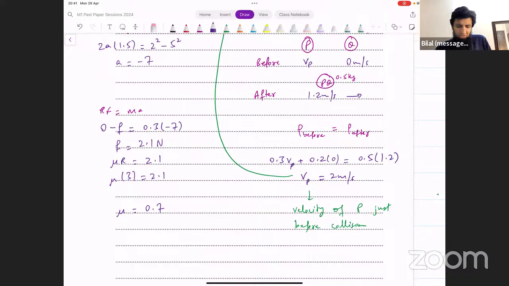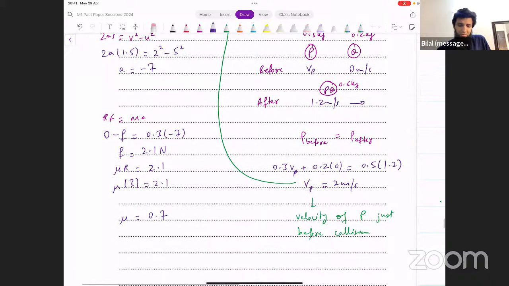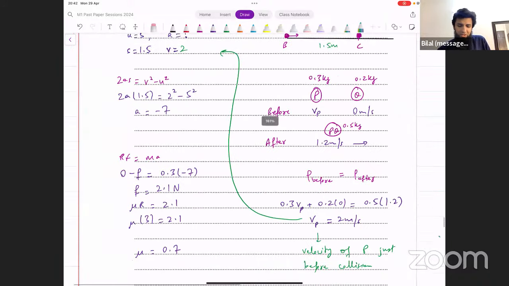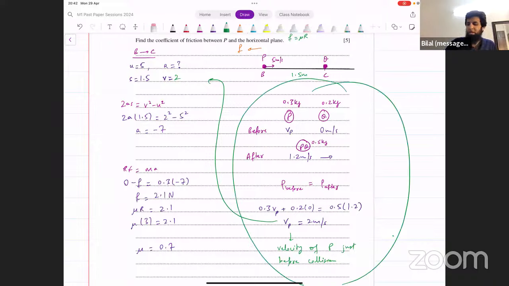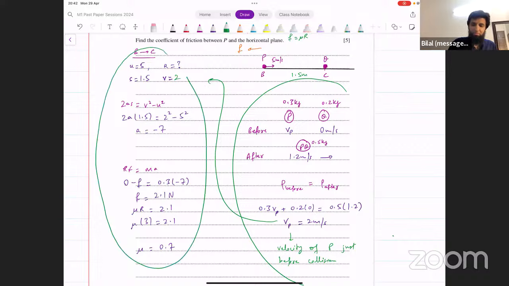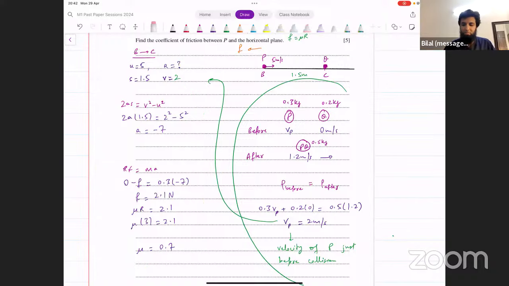Energy method, yeah, you could do that as well, but it's not going to make this much simpler. You would have to do this part anyway. You have to apply conservation of momentum to figure out what the speed just before collision would be. And then instead of this part, you could use energy method, and that would work as well. Yeah, you could do it instead of this part.